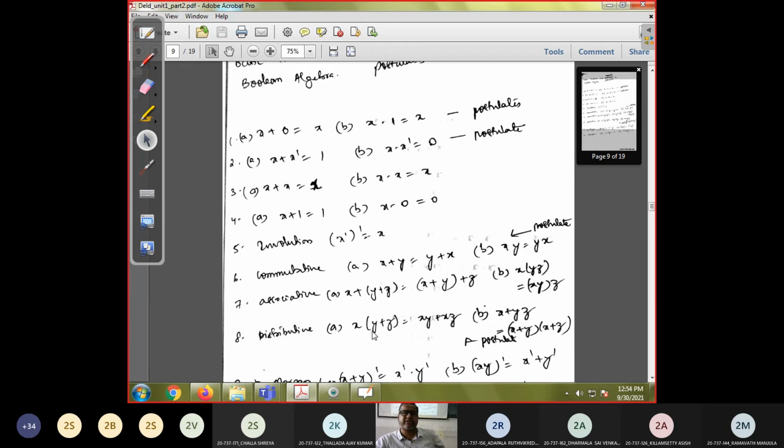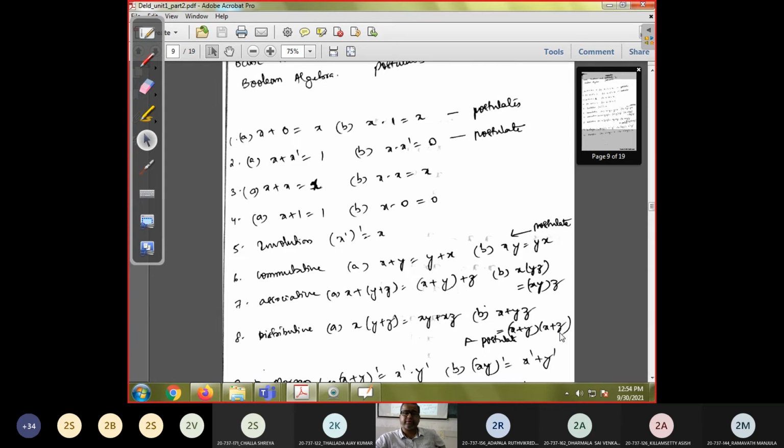Distributive: x ANDed with y plus z can always be written as x ANDed with y plus x ANDed with z. And alternately, I can write x plus yz can be represented as x plus y into x plus z, where here dot means logical AND operation. Wherever I am not putting a dot, that means there is a logical AND going on there. X plus yz is another form of distributive property. X plus yz can be written as x plus y into x plus z.